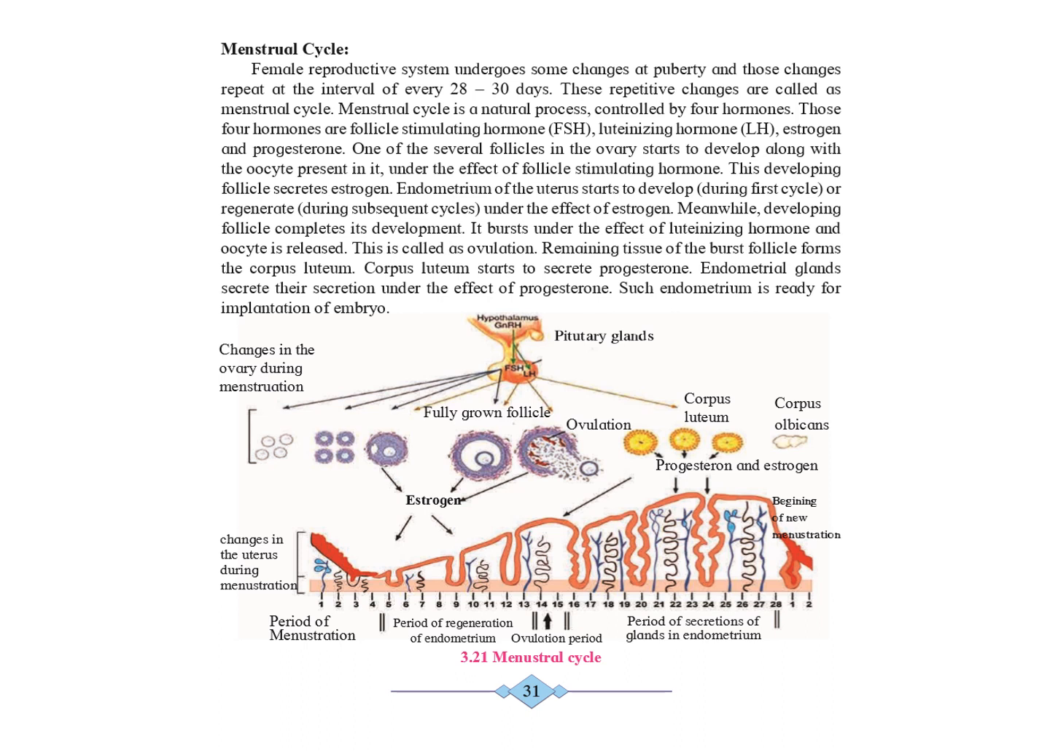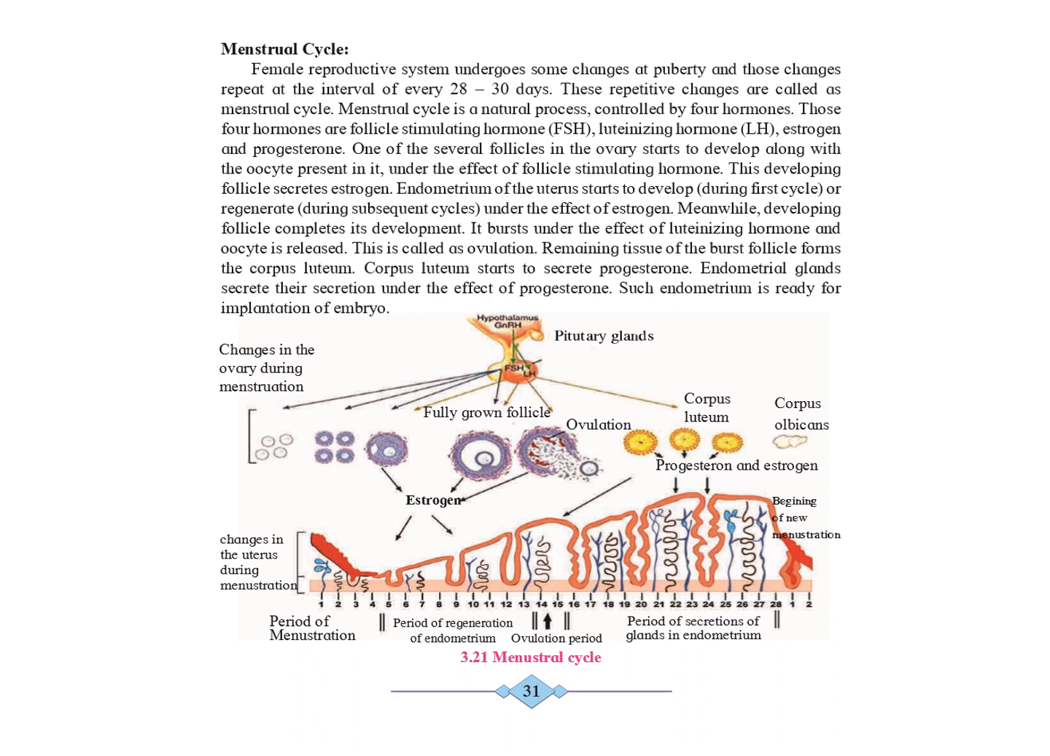The endometrium of the uterus starts to develop during the first cycle, or starts to regenerate during the subsequent cycles, under the effect of the estrogen. Endometrium is nothing but the inner lining of the uterus. Meanwhile, the developing follicle completes its development. This bursts under the effect of the LH hormone and the oocyte is released. This is called ovulation. Now this oocyte travels up to the oviduct.